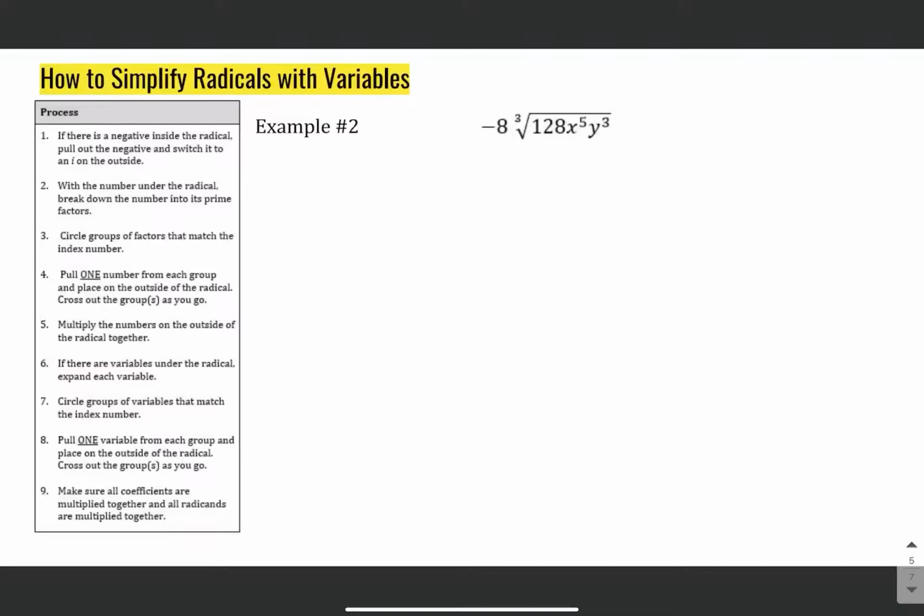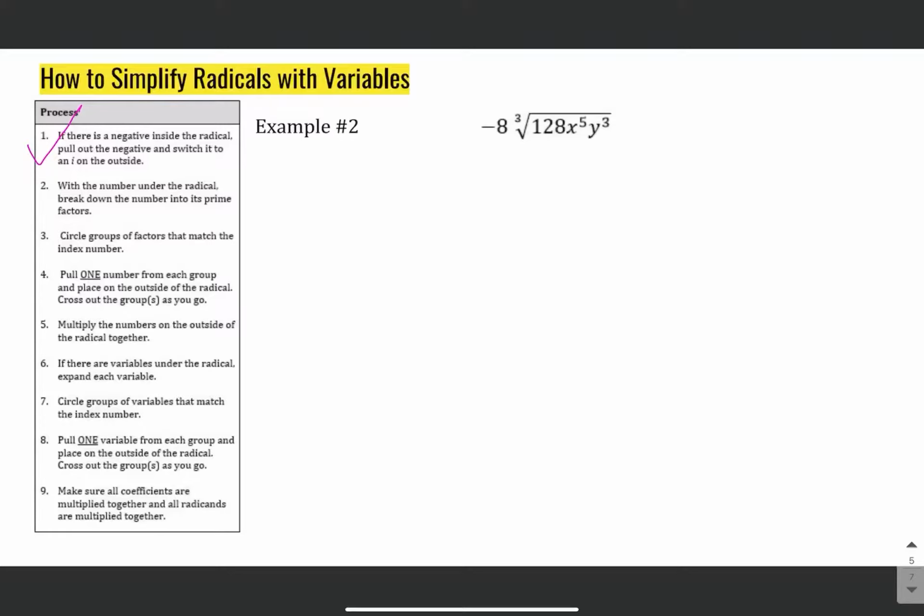All right, so number 1, if there's a negative on the inside of the radical, pull the negative, switch it to an i. Now there is a negative here, but is this negative on the inside? Hopefully you said no. So this step is done. I still don't have an i because that negative is on the outside. If there was a negative on the inside, then that would have changed the game. All right, so step 1 is done.